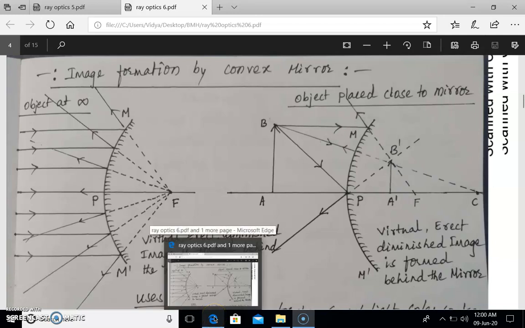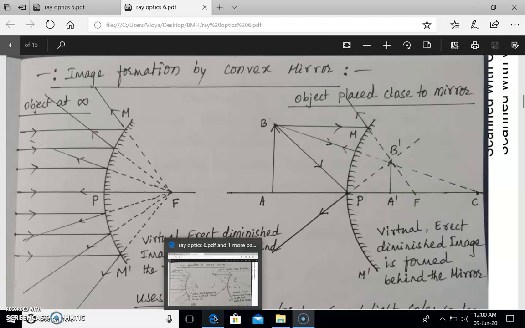Hello, good morning students. In the previous video we discussed the numerical problems connecting the mirror formula and the linear magnification. In this particular video we discuss the image formation by convex mirror as well as the third property of light, that is the refraction of light. So, image formation by convex mirror.